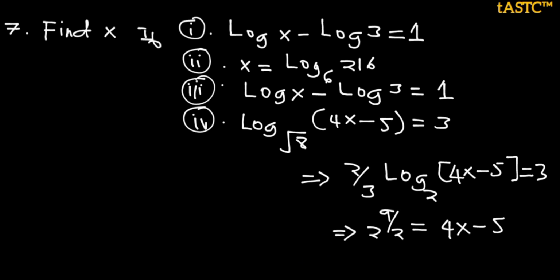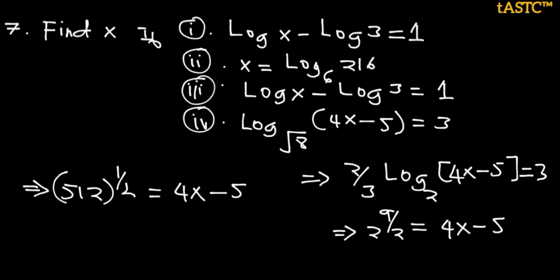So what is going to be 2 to the 9th? That gives us 512. So this is going to be 512 to the power of 1/2, and this is equal to 4x minus 5. Now we do not really have a nice square root of 512, so this should rather be written this way: the root of 512, and this will be equal to 4x minus 5.